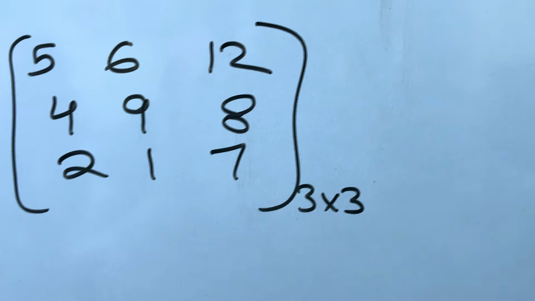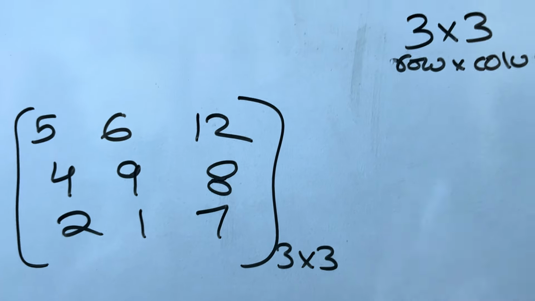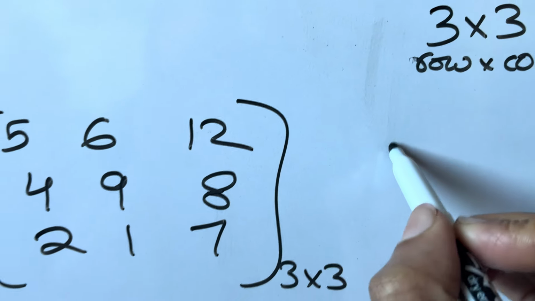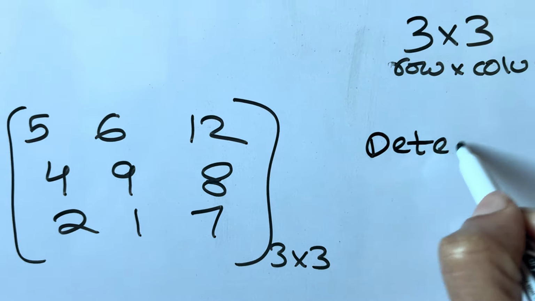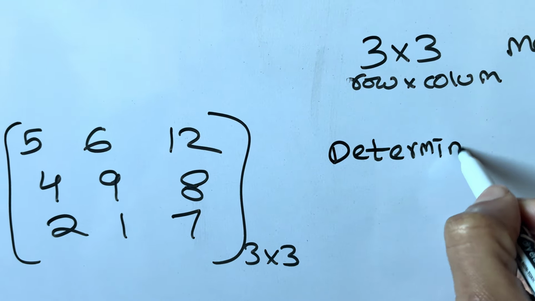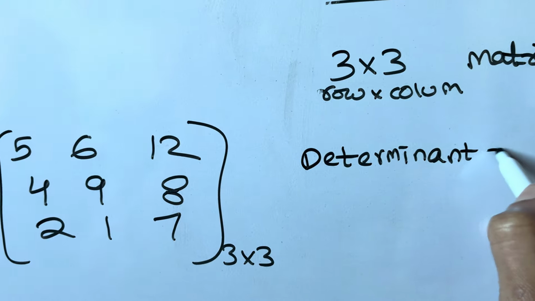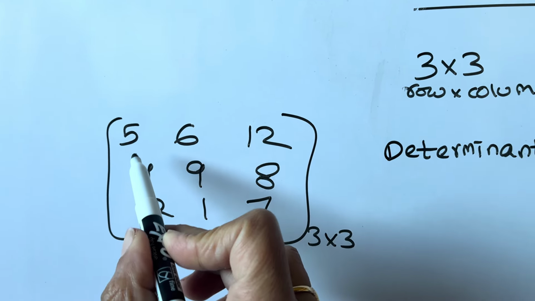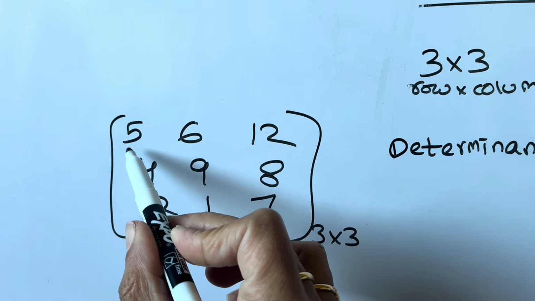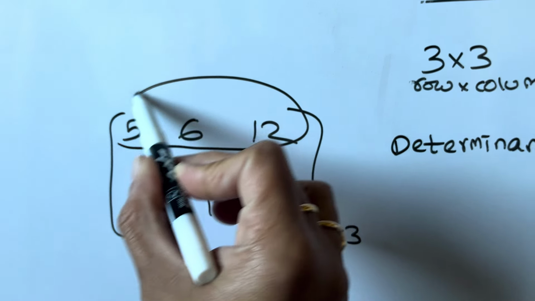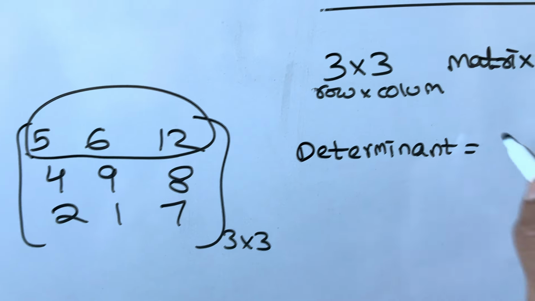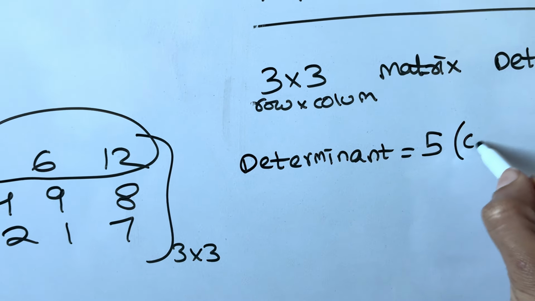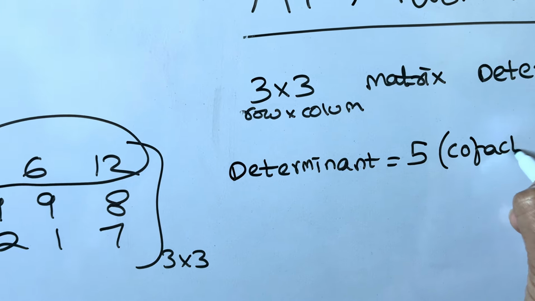In my earlier videos, I have shown you how to find out the cofactor. So let's first write down the formula for determinant. So we should be taking, I can take any row or any column here. So I'm going to take my first row of this matrix. So the elements are 5, 6 and 12. So I'm taking my first element, and it's needed to be multiplied with cofactor of 5.